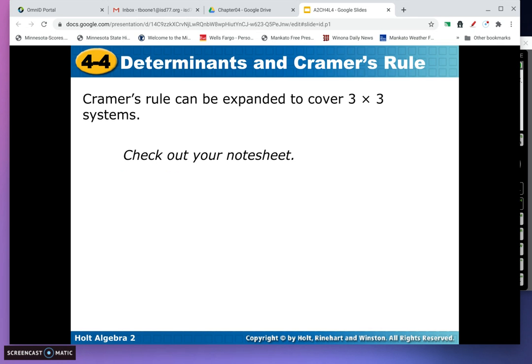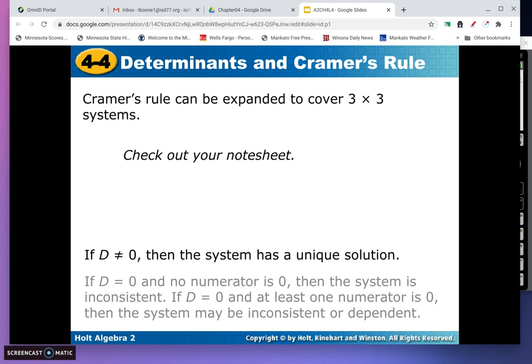All right, so on your note sheet, it does have Cramer's rule for a 3 by 3. You can certainly look at that. I don't think we're going to get anything. It'd be a little bonus question if we were to chance something like that, but that's a little hairy there. So, all right. So again, 4-4, dealing with determinants and Cramer's rule.